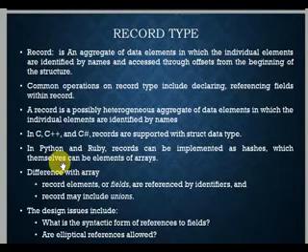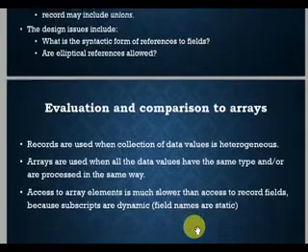So what is the difference between the array and the record? In a record, elements or fields are referenced by identifiers, that means names, isn't it? And a record may also include unions, but an array doesn't. And in an array, elements are identified by what? By index. Then what are the design issues here? What is the syntactic form of reference to a field, and are elliptic references allowed? This must be answered when you design this.